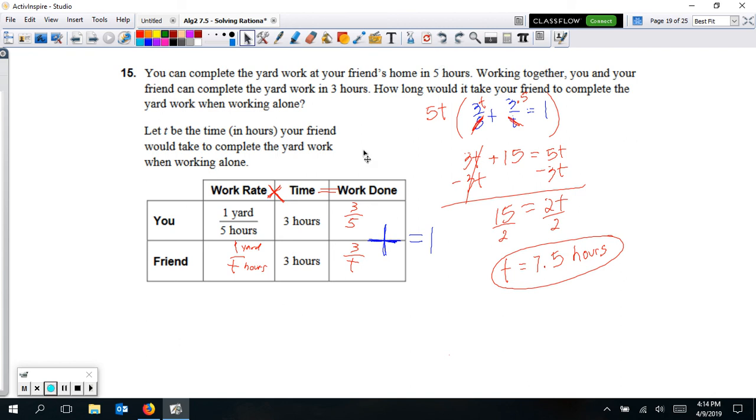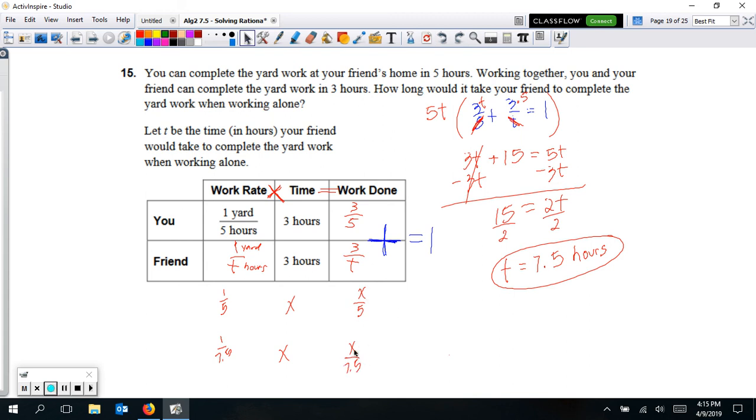I'm going to just put the chart down below here using the same thing. So we've got the 1/5 again for you. We have 1 over 7.5 for your friend. We don't know the time it's going to take you two working together, so both of those would be x. And now when we multiply across, 1 times x is going to be x over 5. And 1 times x again is x over 7.5 for your friend.